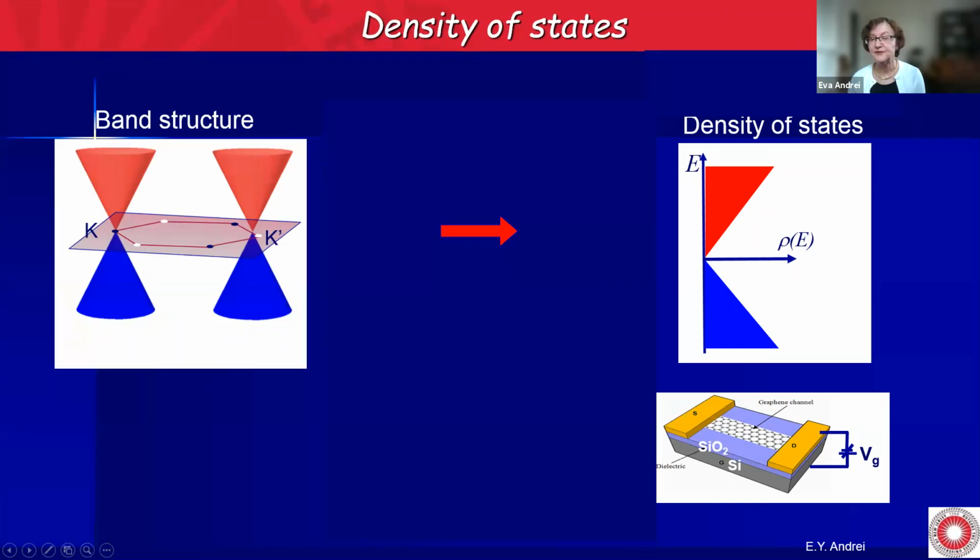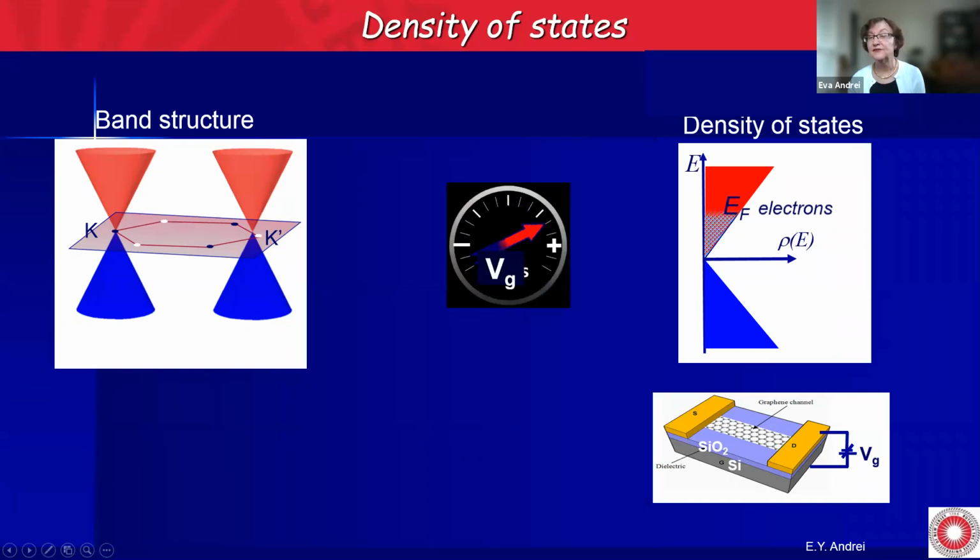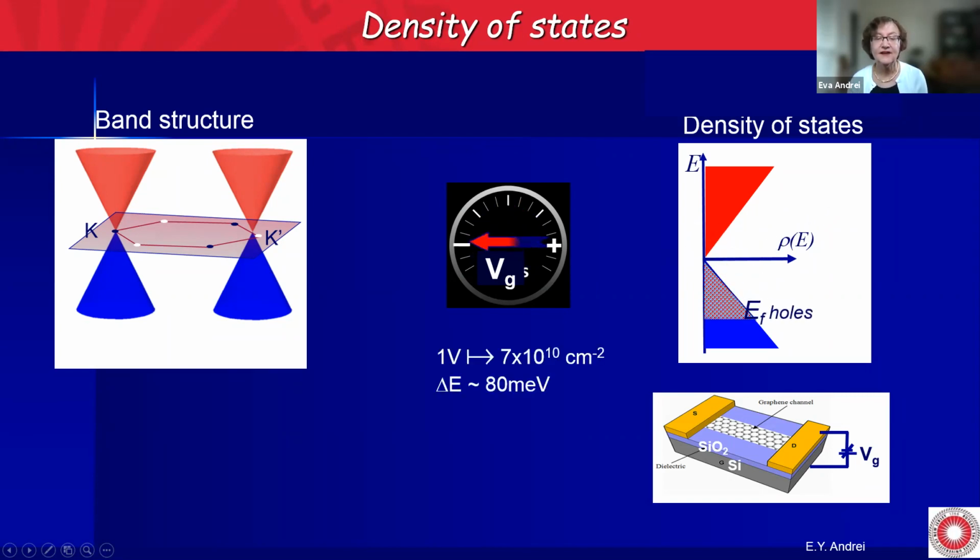Let's say you start out with the Fermi energy at charge neutrality, at the Dirac point. You apply a positive gate voltage, the Fermi energy is in the conduction band. Negative gate voltage, the Fermi energy is in the valence band, and it takes a very small amount of voltage to actually move this Fermi energy. Like 1 volt of gate voltage gives you a huge move in the Fermi energy, by about 80 milli-electron volts, which is 800 Kelvin.